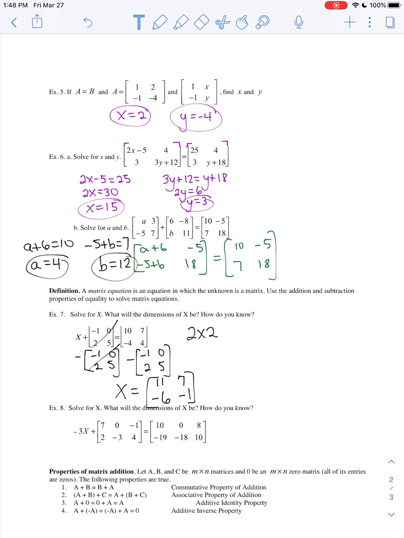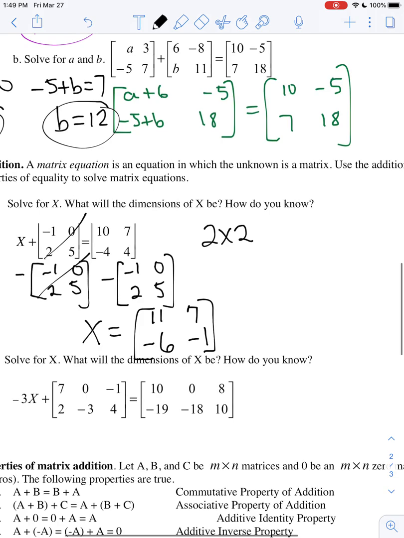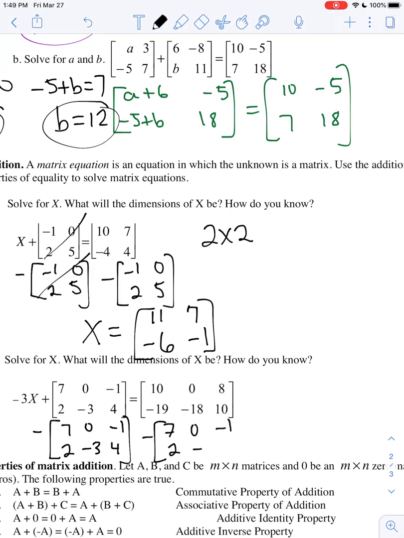All right, so let's look at example 8. And again, I'm just layering this, taking it up one more level. It says solve for matrix X, and what will be the dimensions of X, and how do you know? So this is going to be interesting here. This is going to be 2 steps. So I'm going to first subtract matrix 7, 0, negative 1, 2, negative 3, 4 from both sides. So on the left side, that's going to cancel.